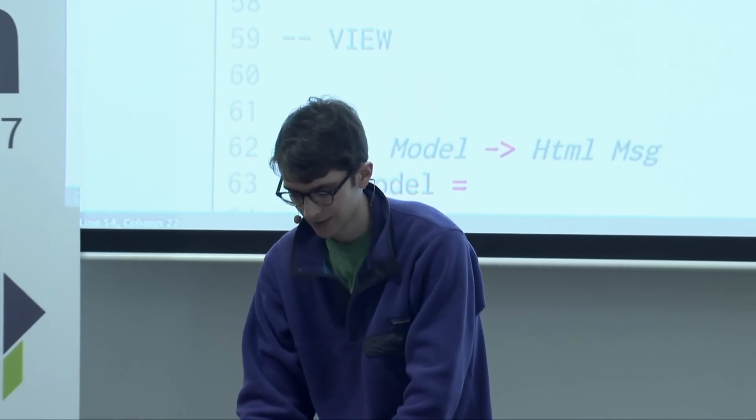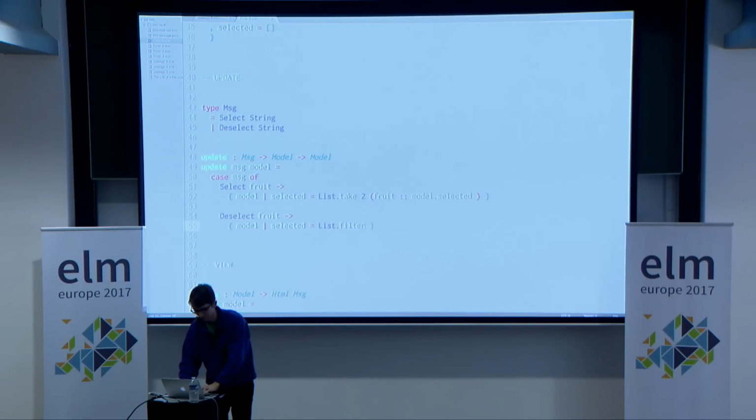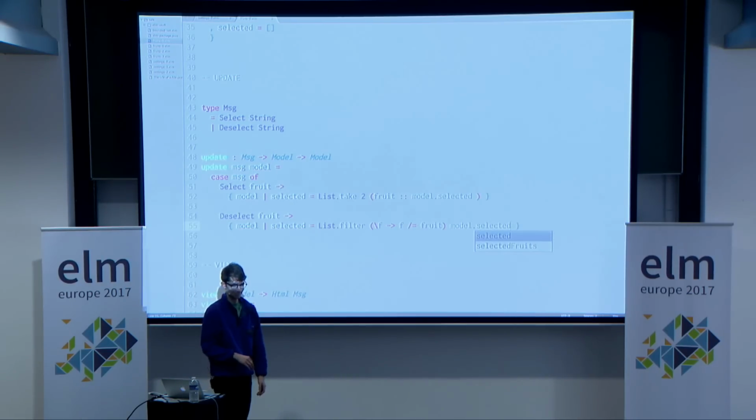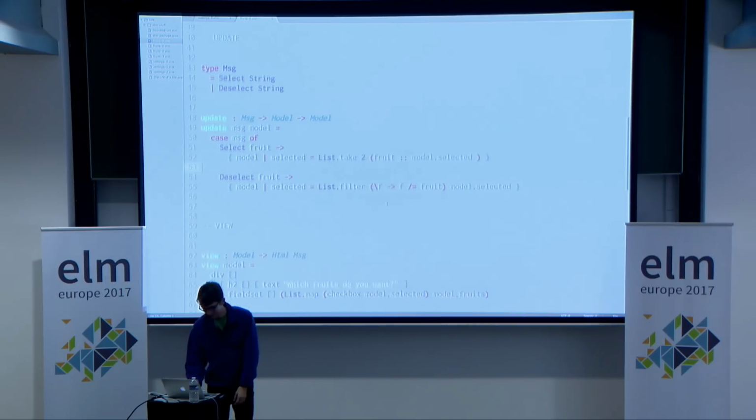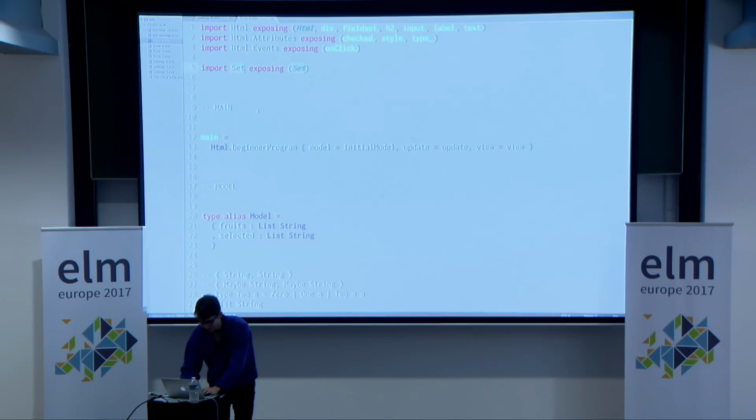And then when we deselect, we can say list.filter. Any fruit that's not the one, that's a lot of nots in one sentence. We want to only keep fruits, you get it. We want that fruit to be deselected. And then in our checkbox code, we want to say, instead, list.member. And I think that's everything. Except we don't need that anymore.